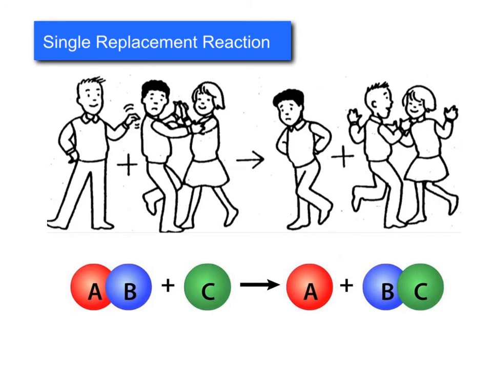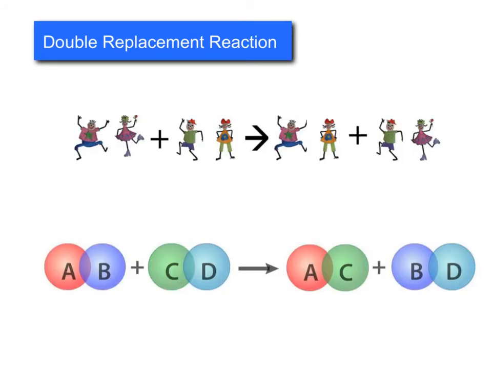All right, a single replacement reaction is basically like somebody cutting into a dance. We have a pair here, A and B, plus C, which comes along and breaks up A and B, and then we end up with A alone and B and C together in our products. All right. The final type of reaction is a double replacement reaction. In a double replacement reaction, you basically have two couples dancing or whatever, and then they switch partners. So A and B are together and C and D are together in our reactants, and then after the reaction takes place, we have A and C paired up and B and D paired up in our products.